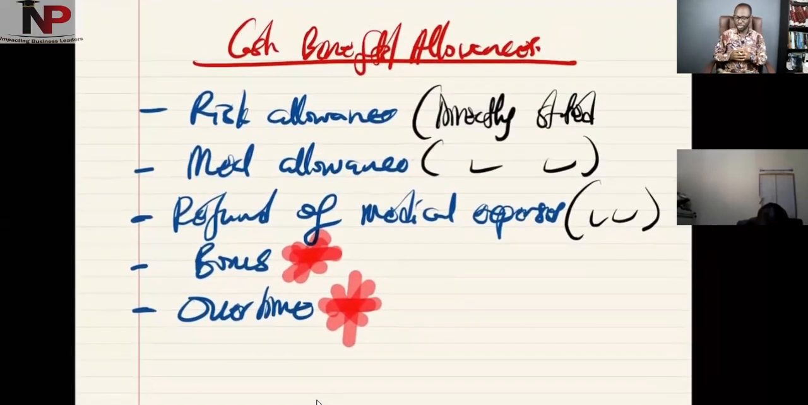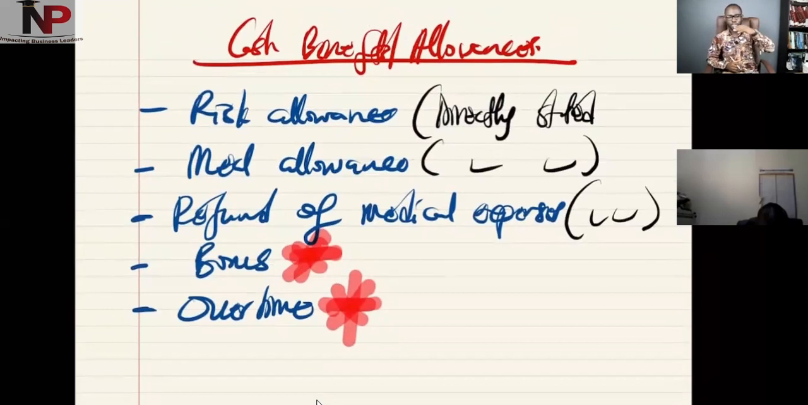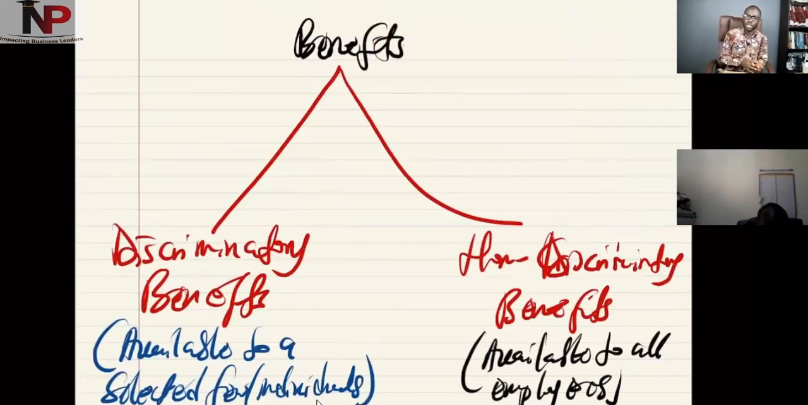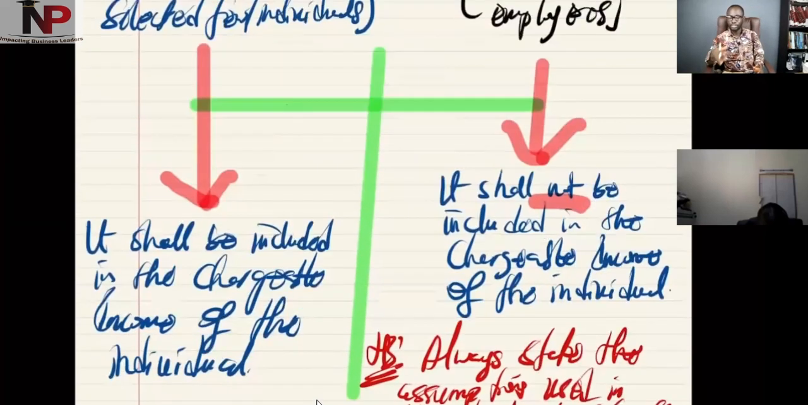So like I mentioned, the meal allowance thing, the refund of medical expenses thing, it could be there in the question, but you must know whether it is discriminatory or non-discriminatory. If it is not clearly stated, state the assumption.